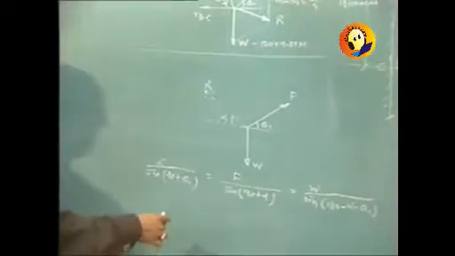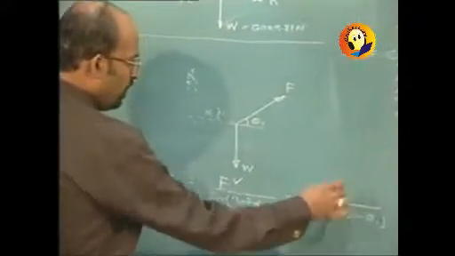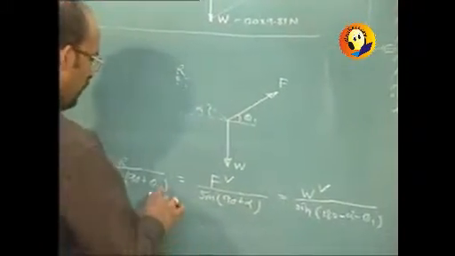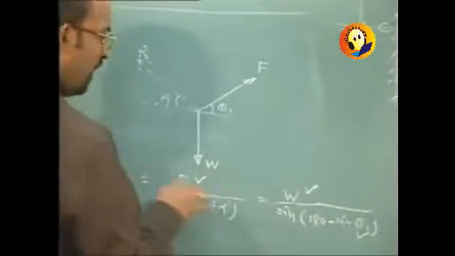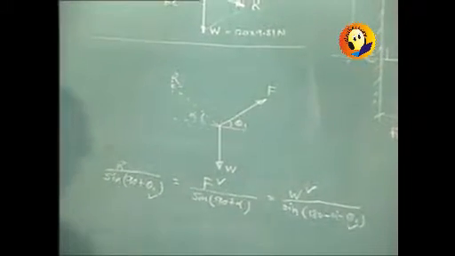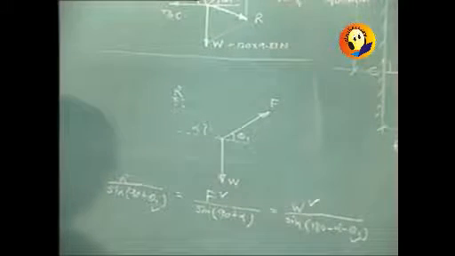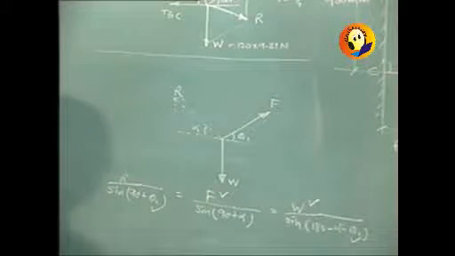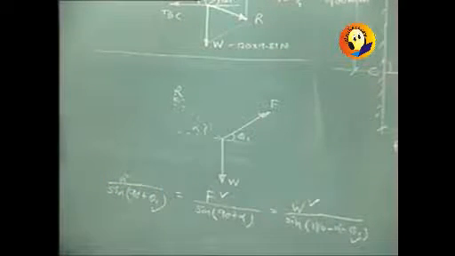Now to solve this, we already have the value of F, we have the value of W, we have theta 1, and R and alpha are the two unknowns. But you will find that none of the ratios is fully calculatable. We cannot calculate the ratio fully, but we can cross multiply and try to get the equations.